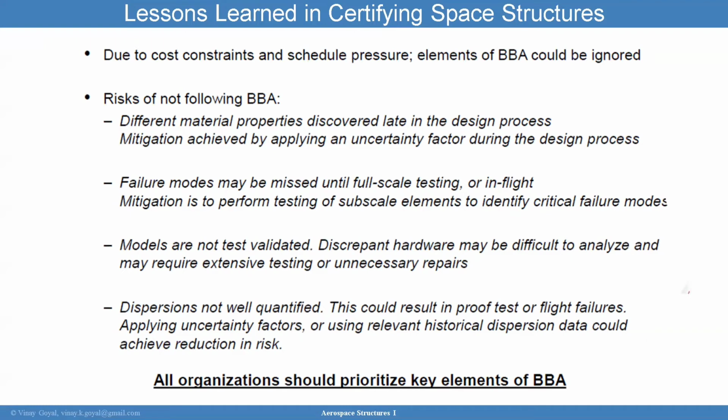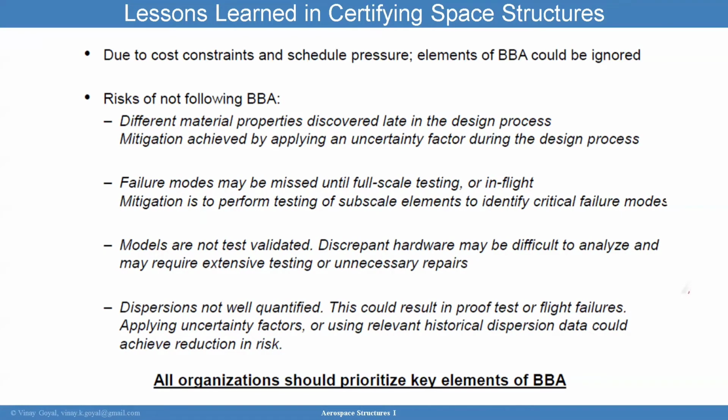You're going to see different material properties discovered late in the design process. What's that going to do for you? It's going to cause you to possibly even have to redesign. Mitigation, if you don't want to have that whole building block approach to characterize the material properties, is usually achieved by carrying an additional uncertainty factor during the design process.